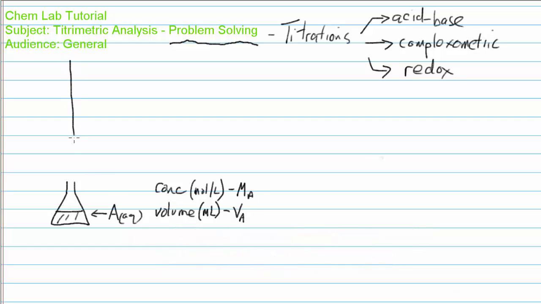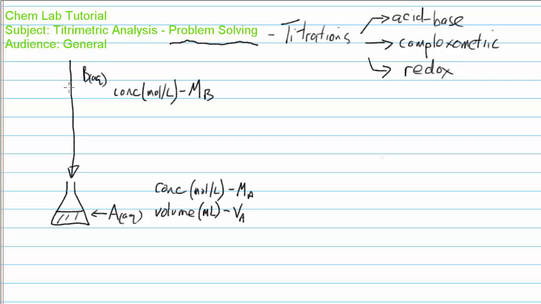Now a burette would be loaded with another solution, let's say solution B, an aqueous solution of chemical B, and the concentration of this solution in moles per liter we'll call MB, the molarity of solution B. And what we normally do in a titration, having added a measured volume of solution A to the Erlenmeyer flask, is add solution B to the Erlenmeyer flask so that chemical B reacts with chemical A, and we would continue adding from the burette until we have added just enough of chemical B to react with all of chemical A that was originally present.